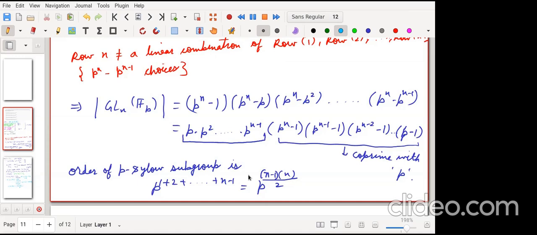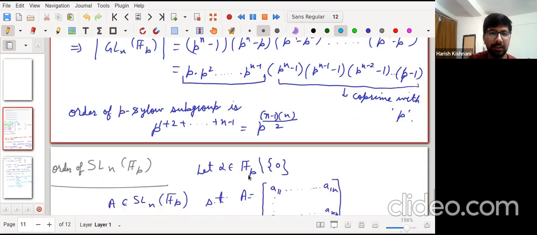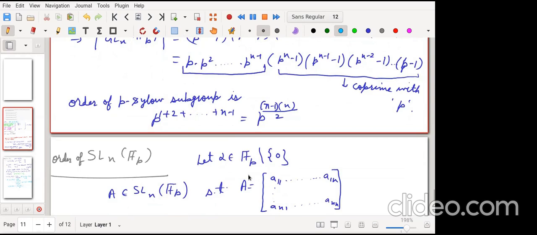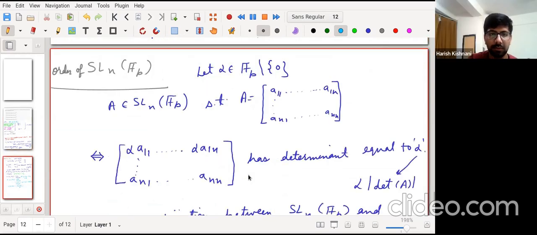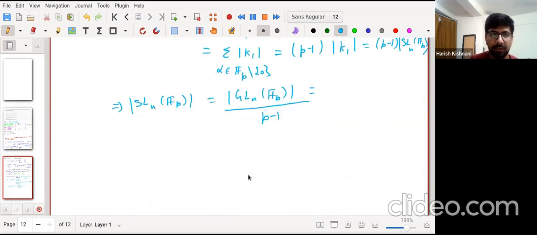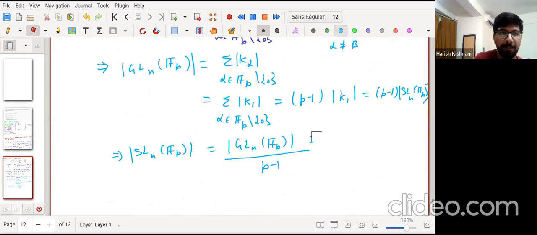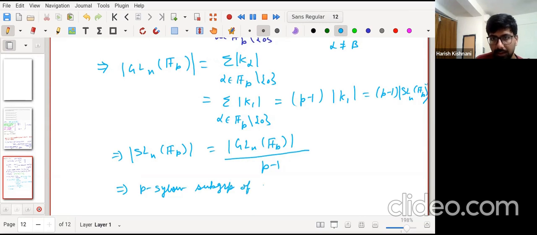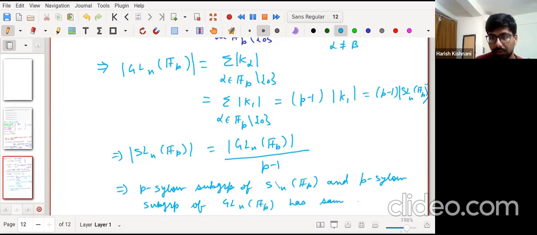Yes, sir. Shalini, do you want me to repeat it, or does it make sense? Clear, sir. Okay. So that's it; we have already computed its order. This implies the p-Sylow subgroup of SL_N(F_p) and the p-Sylow subgroup of GL_N(F_p) have the same order. Thus, this question is solved.